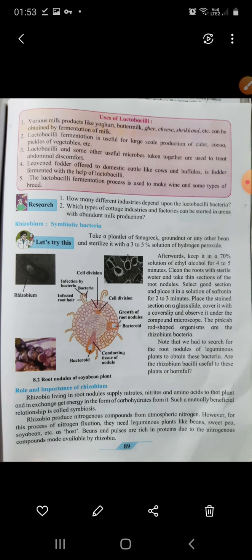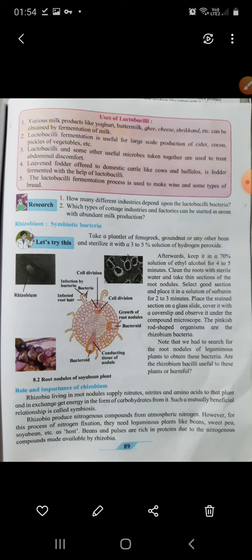Okay, rhizobia, these bacteria are present in the root nodules. They supply nitrates, nitrites and amino acids and in exchange of that they get energy from the plants. So such a mutually beneficial relationship is called symbiosis, and that is the reason they are called symbiotic bacteria. Okay, why? Because of their mutual relationship with the plants. They supply nitrogenous compounds to the plants, and in exchange they get energy from the plants in the form of carbohydrates, and that is the reason they are called symbiotic bacteria. Okay, and this relationship is called symbiosis.